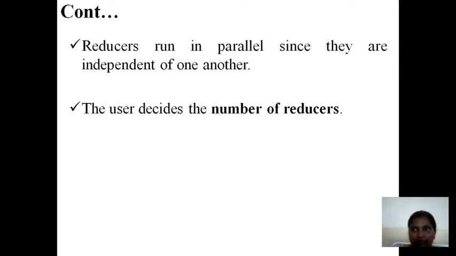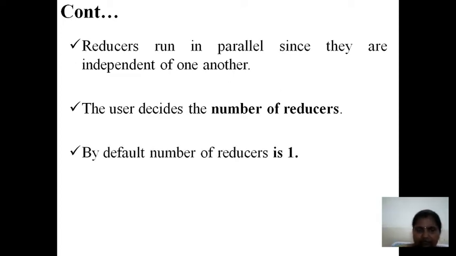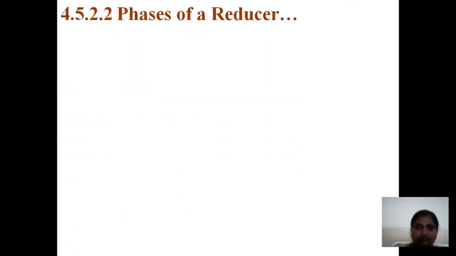The total number of mappers is equal to the number of input splits, but there is no constraint on the reducer. We need at least one reducer to process your data. If there are more reducers, we can automatically finish our work in less time. That is the main thing. By default, the number of reducers is 1. We know about this. Coming to what the phases of a reducer are.